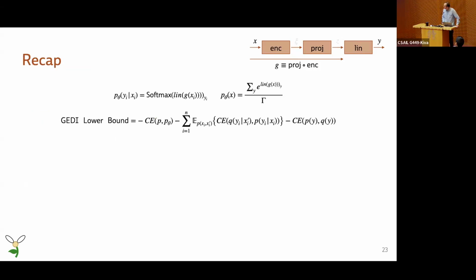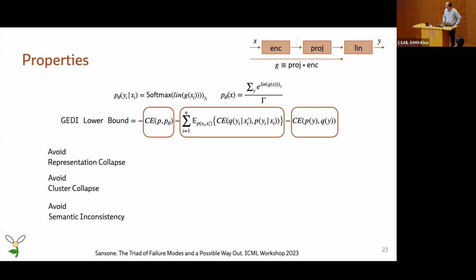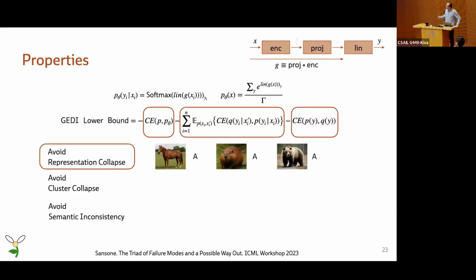Now, this was the secret sauce. We have our objective function, and then we have our classifier and the corresponding generative model. What we want to show is that these three terms in the objective are necessary and sufficient to avoid certain issues. So let's look at what these problems are.